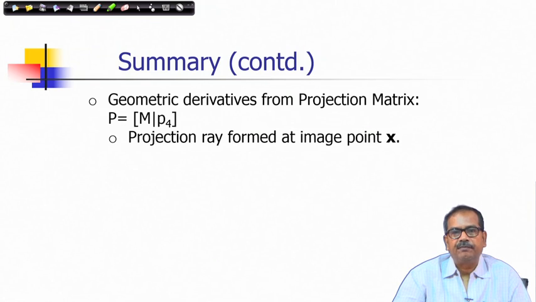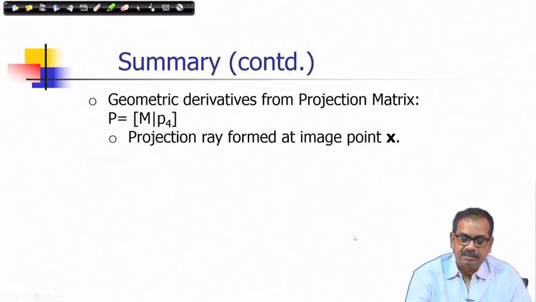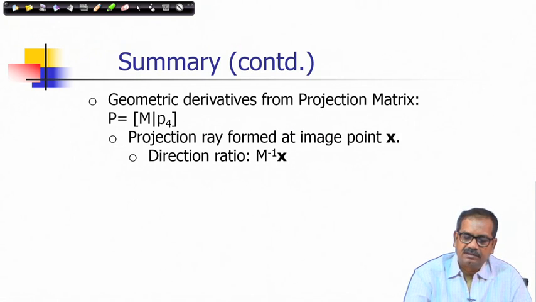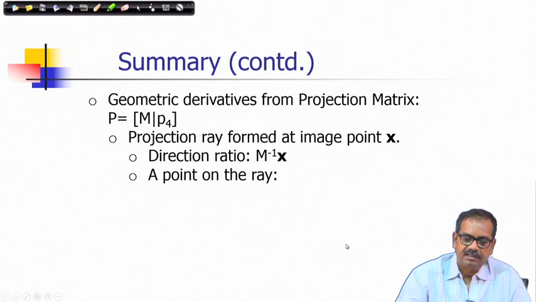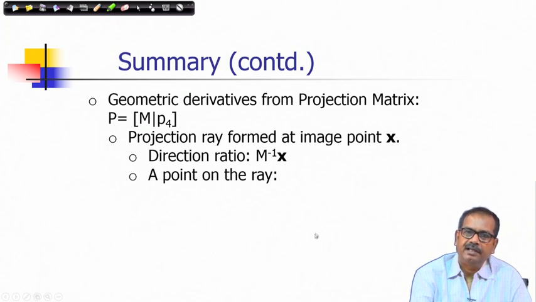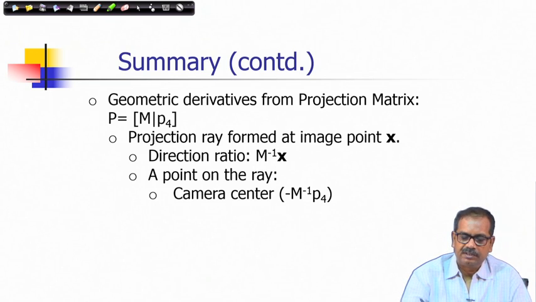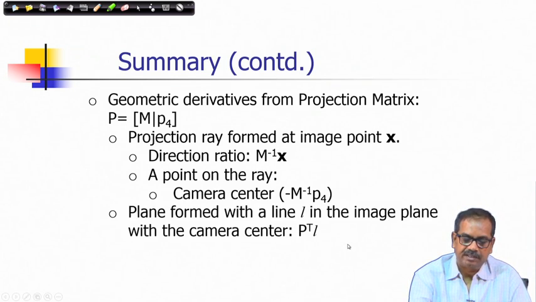First, you can form a projection ray at an image point. You can form the 3 dimensional equation of that particular line. Its direction ratio is given by the expression M inverse x. Note that x is the image point, expressed in the homogeneous coordinate system of a 2 dimensional projective space. So, this gives you a direction ratio in 3 dimensional space, and any point on that ray will define a line. Incidentally, that line has to pass through the camera center, and the camera center can be computed in this form: minus M inverse P4 gives you the camera center. This is how the projection ray is formed.